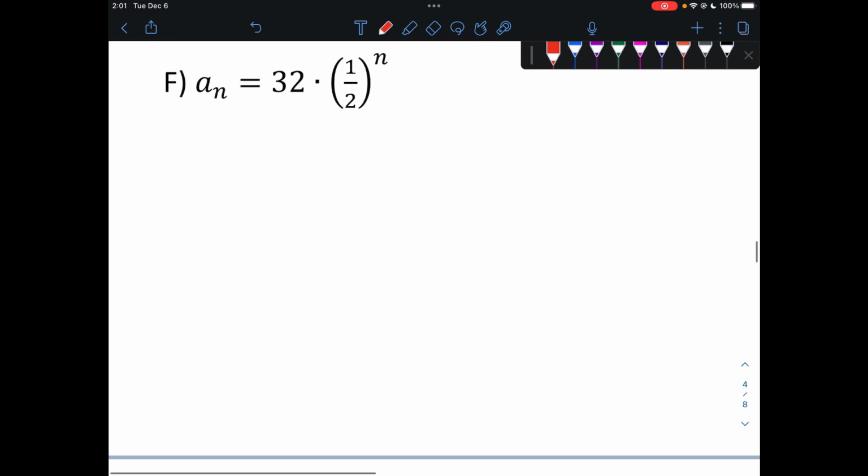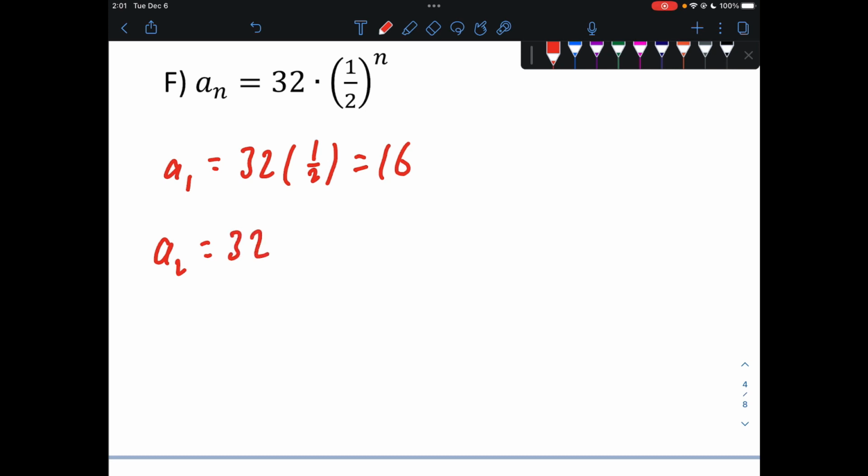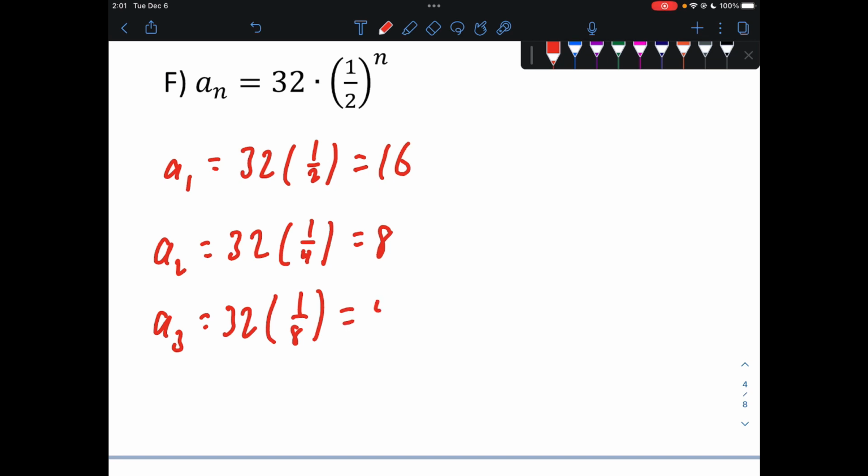And finally, f. So a sub 1 would be 32 times 1/2 to the first, or just 32 times 1/2, which is 16. A sub 2 would be 32 times 1/2 squared, which is 1/4. So that's 8. A sub 3 would be 32 times 1/2 to the third, or 1/8. So that's 4. And a sub 4 would be 32 times 1/2 to the fourth, or 1/16, or 2. And you can kind of see how that pattern is developing there as well.